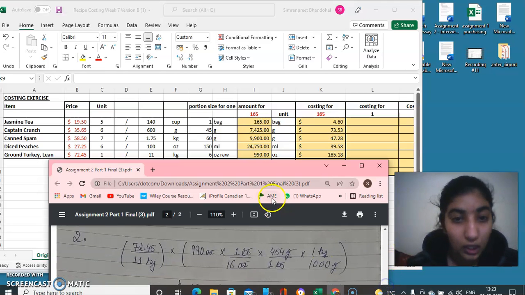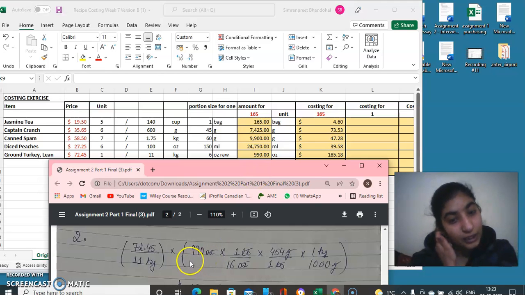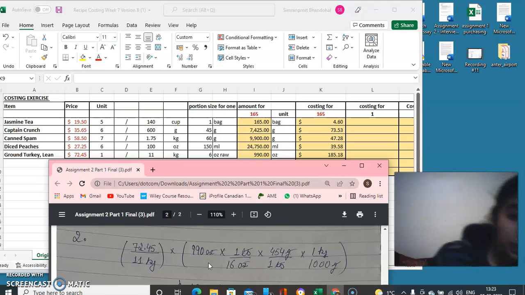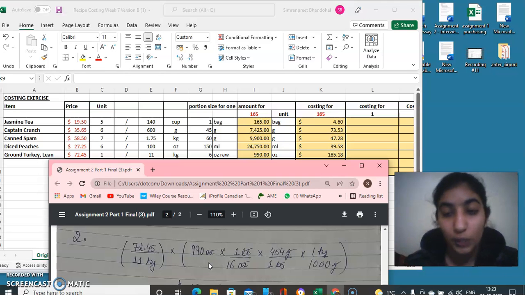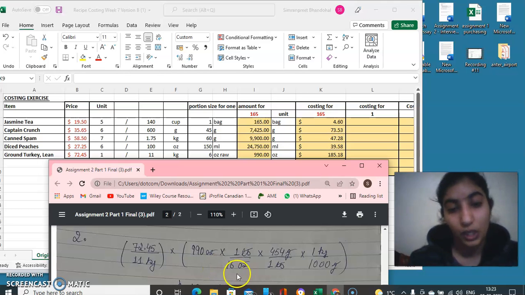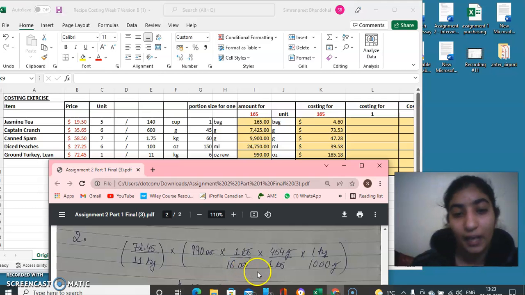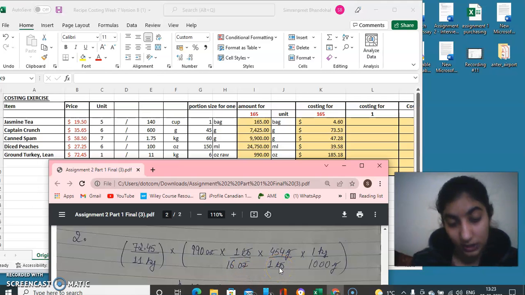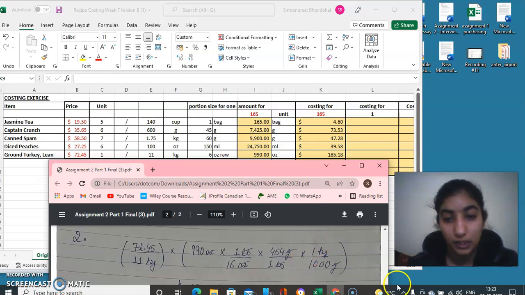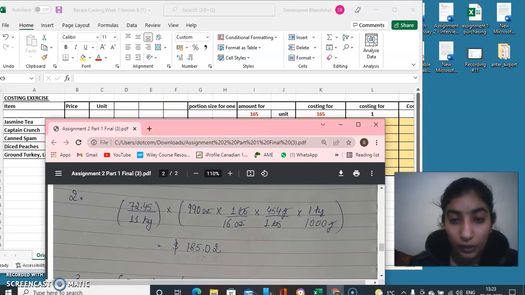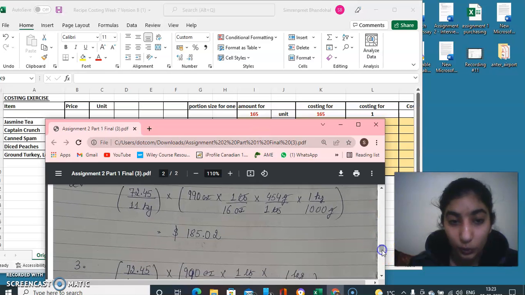For the next part, we will do it a bit differently from when we were converting from ounces to kilograms. For this, we will be using pound values. 1 pound is equal to 16 ounces. We will write it here, and then 1 pound is also equal to 454 grams. And to convert grams to kilograms, we need to divide by 1000. After solving this equation, we will get 185.02.